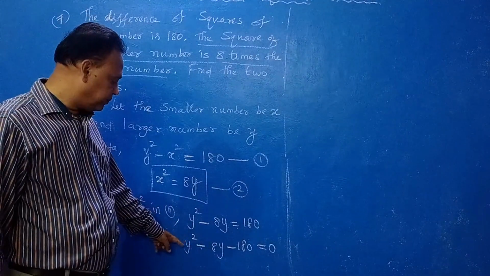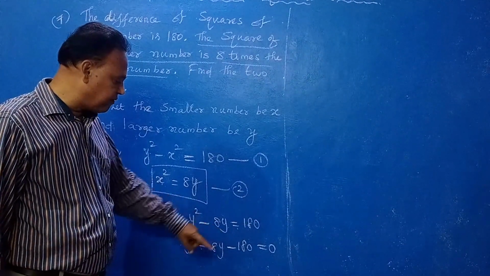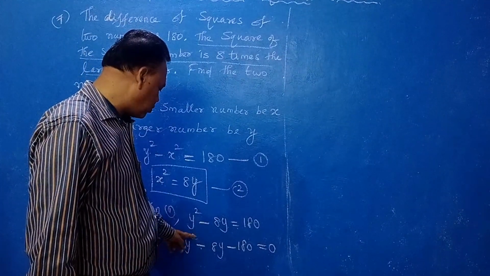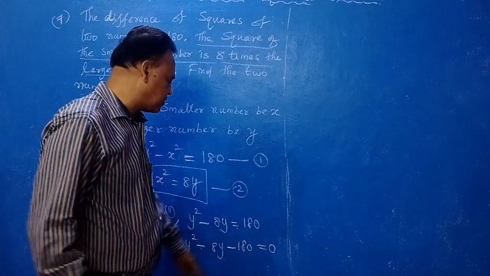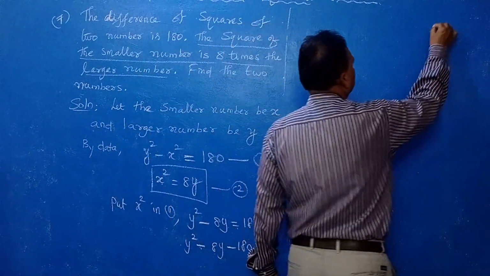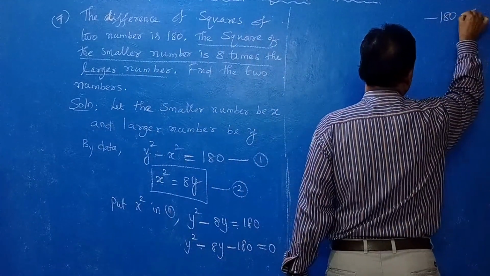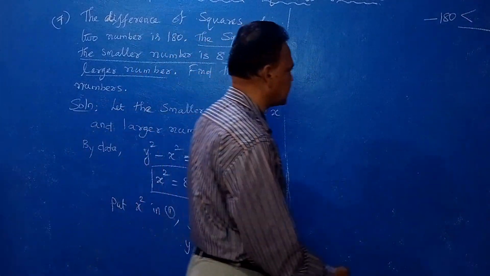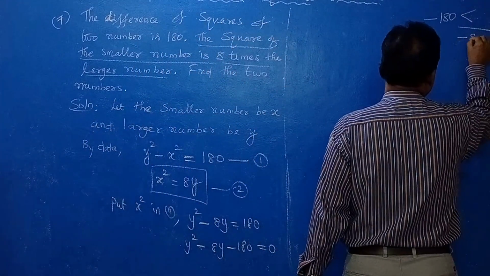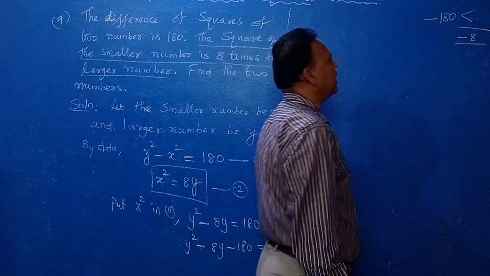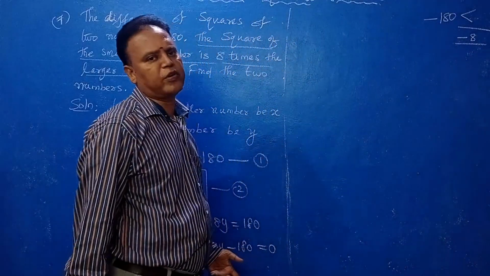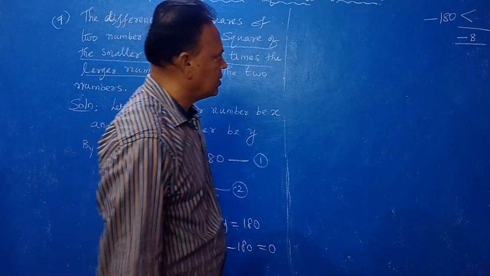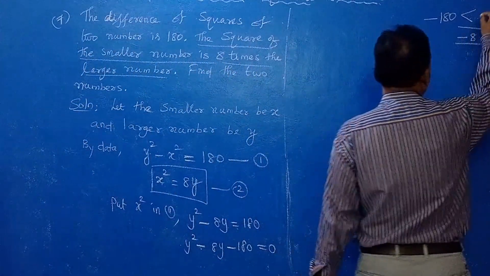Clear? Now, here you can easily factorize. So here 1 into x is the y squared coefficient, which is 1. 1 into minus 180. Minus 180 you have to split up, means you have to get minus 8. Very simple, easily we factor. That is 10 into 18, or 18 into 10.